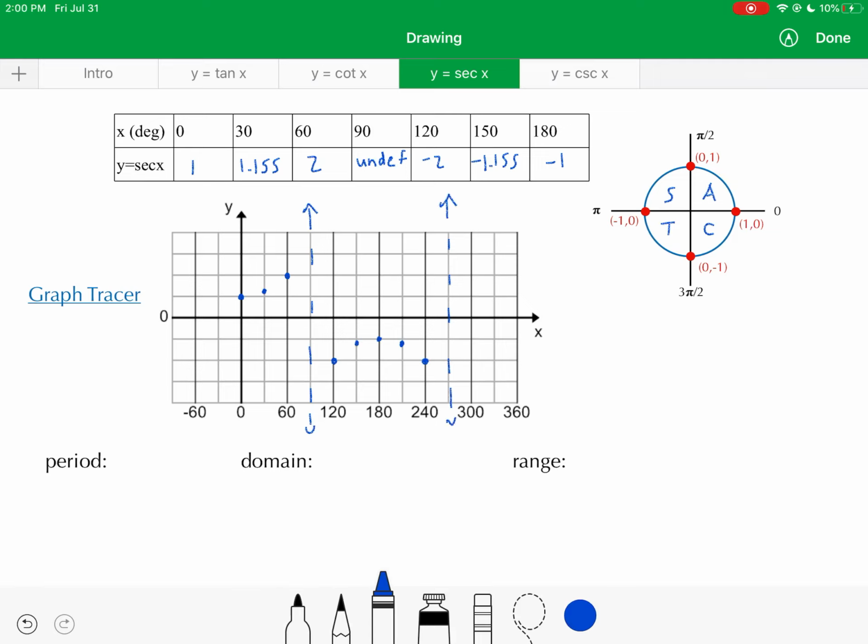Okay. When I get into the fourth quadrant, now secant becomes positive again. So secant of 300 degrees is going to be 2. Secant of 330 degrees is 1.155. And secant of 360 degrees is 1. And then we look over to the negative angle measures on the left here. Secant of negative 30, that's in the fourth quadrant, so we're positive still. Secant of negative 60, we're positive still.